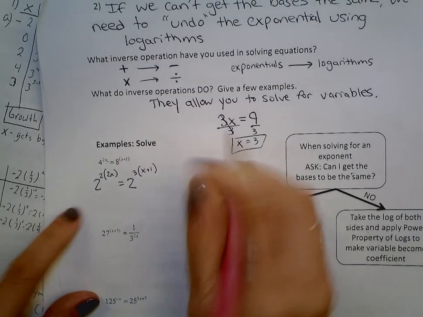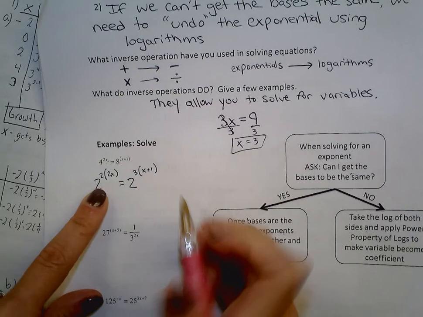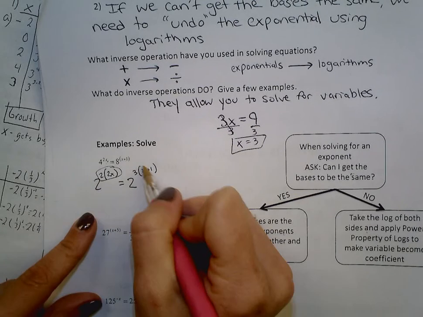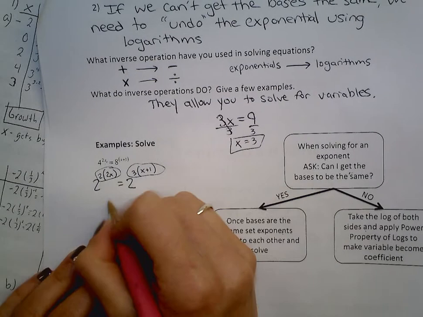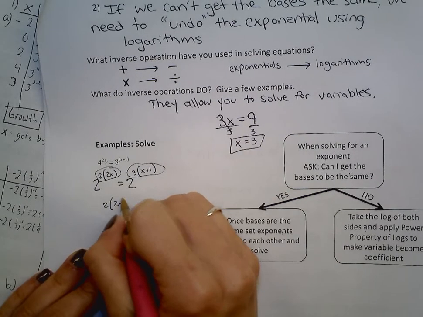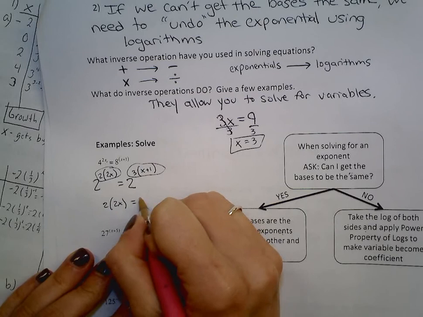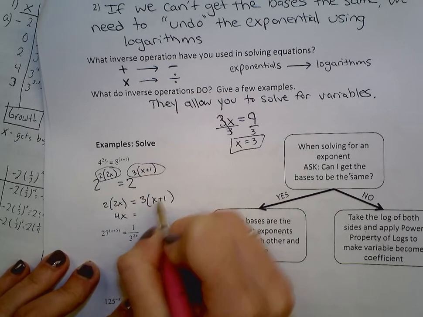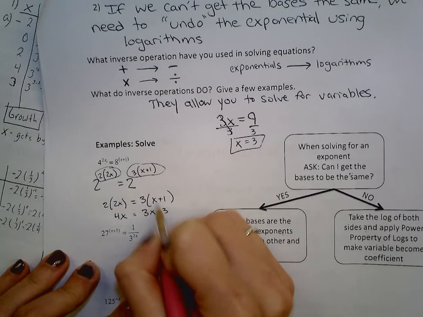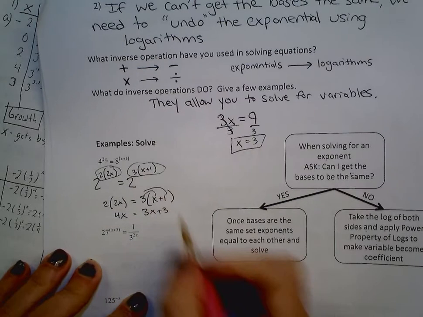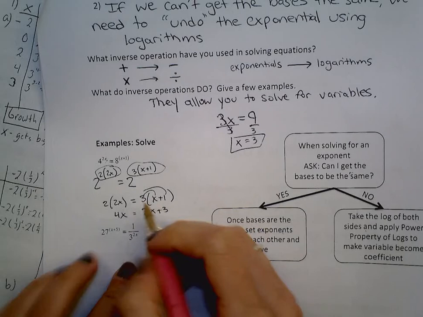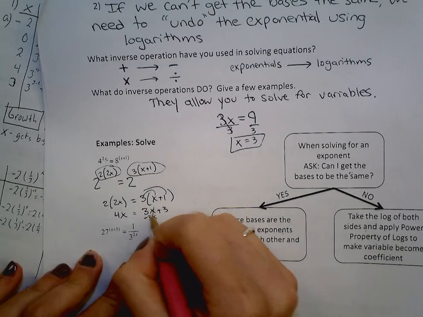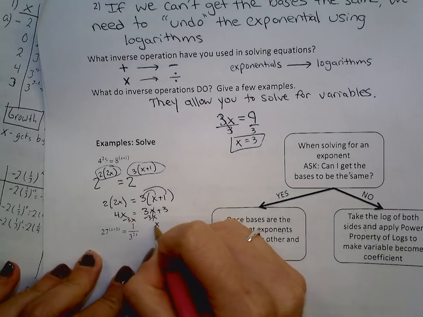So now that my bases are the same, I can just focus on my exponents. So 2 times 2x is equal to 3 times x plus 1. This is going to be 4x. This is going to be 3x plus 3 after I distribute. And now I want all the x's to one side. Minus 3x, minus 3x. So I get x is equal to 3.